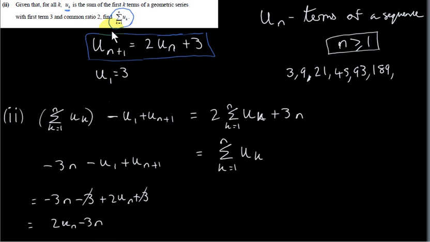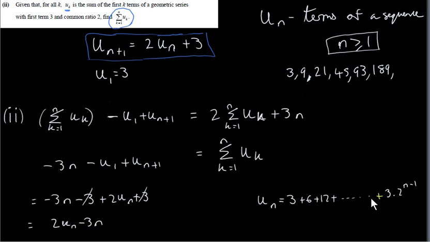But what is un? We're given that un, or uk, is the sum of the first k terms of a geometric series. So un is the sum of the first n terms of a geometric series, the one whose first term is 3 and whose common ratio is 2. So it's 3 plus 6 plus 12 plus all the way up to the nth term. Now what is the nth term? We saw this already. Tn is ar to the power of n minus 1. So here it's going to be 3 times 2 to the power of n minus 1. Okay, this is the nth term of a geometric series.